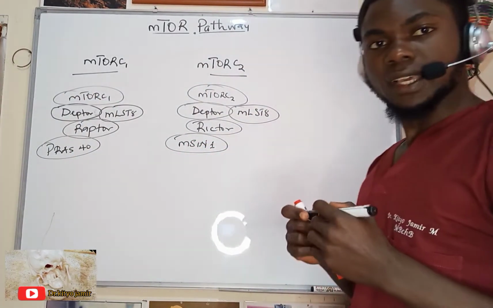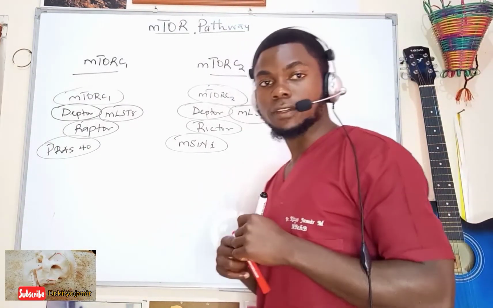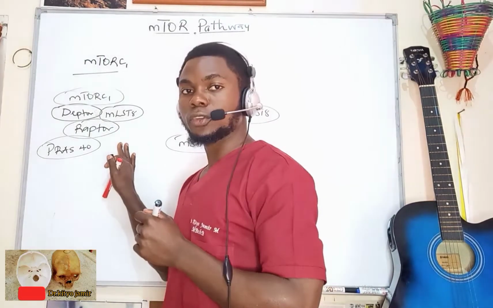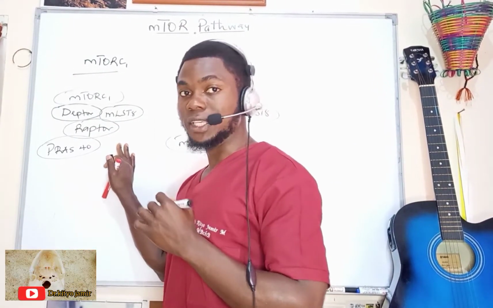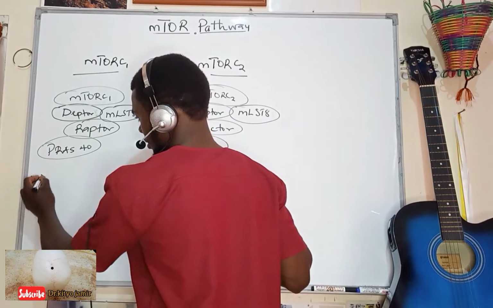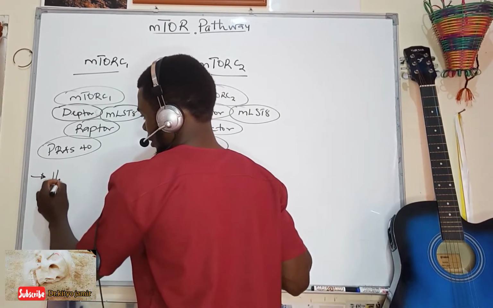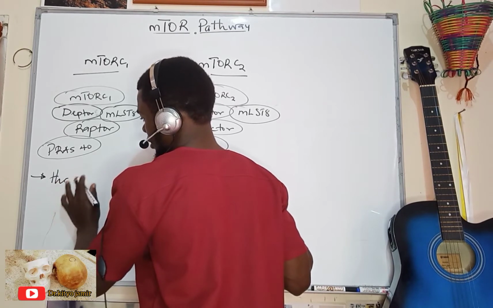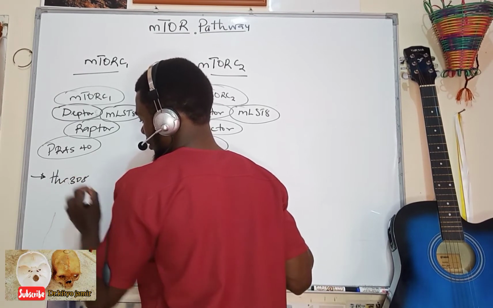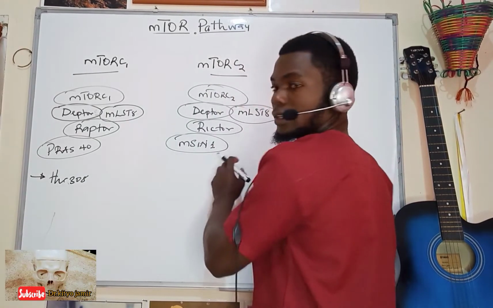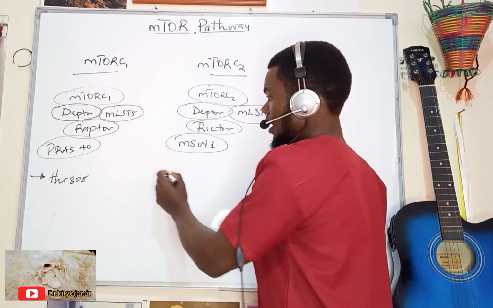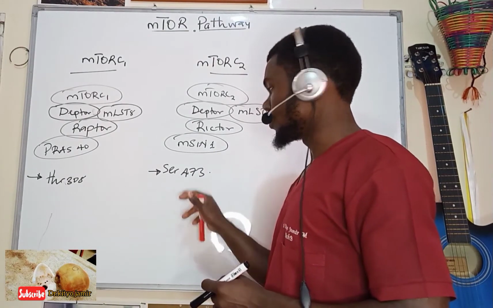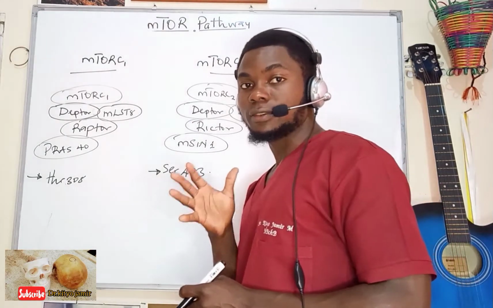Another difference comes in the phosphorylation of protein kinase B. mTORC1 phosphorylates protein kinase B at the threonine residue 308, and mTORC2 phosphorylates it at a serine residue 473. So those are some of the differences between these.